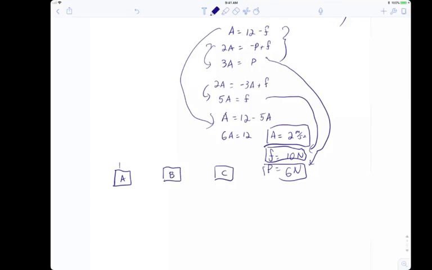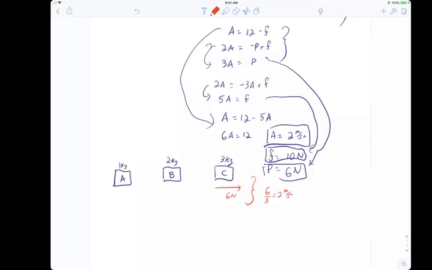1 kilogram, 2 kilograms, 3 kilograms. There's one force pushing this one to the right with 6 newtons. So the acceleration of block C is going to be 6 over 3, 2 meters per second squared.